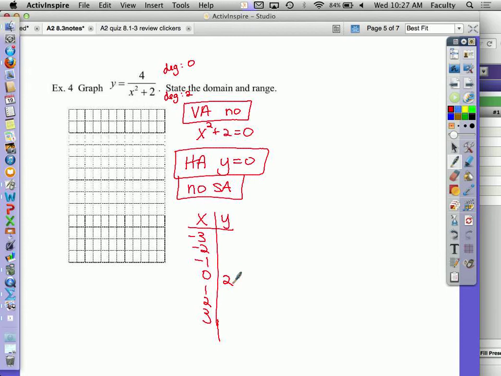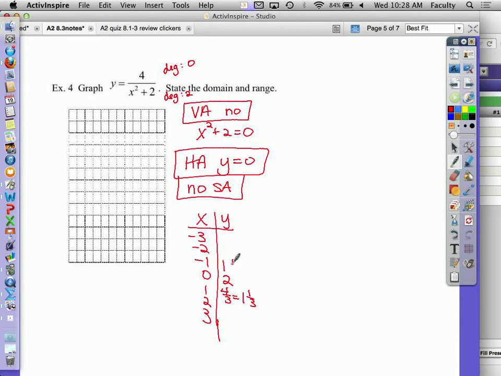Now, this is another reason why I love Algebra 2. I get to really think here. Because there's an x squared and there's no x to the first anywhere else, all the positive values will give me the same output as the negative values because I squared it. Score! I only have to do half the values in my table. All right, so 1 squared is 1 plus 2. That's 4/3, which is 1 1/3.